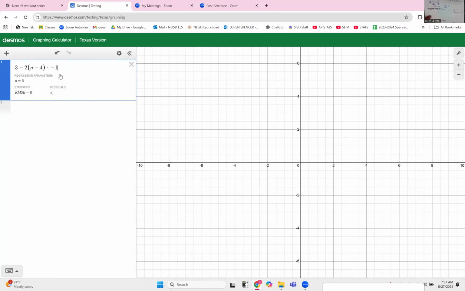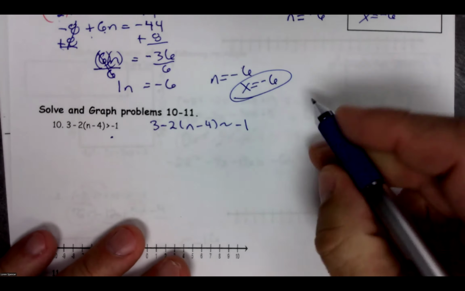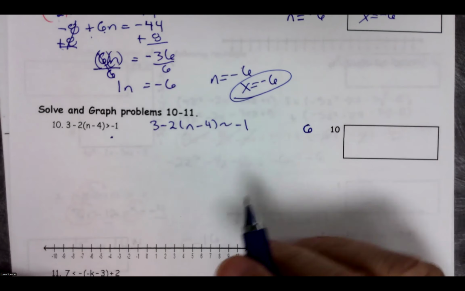So in this case, I get n equals 6. Well, we know it's not an equal, but we're going to go ahead and write 6 when we write this down. So we're going to go ahead and stop the share. So here's what we know. We know it's 6. We just don't know if it's less than, greater than, or whatever.